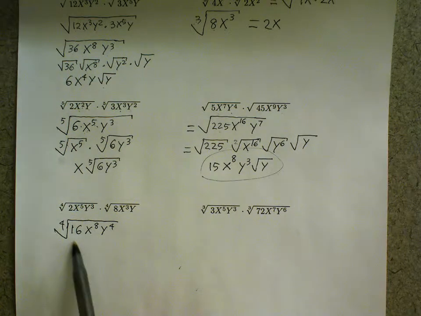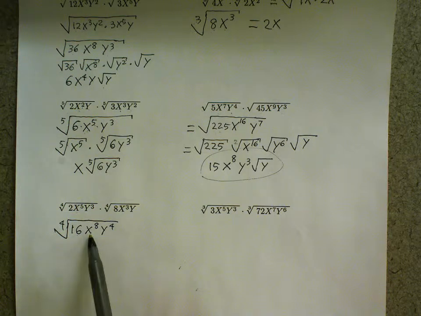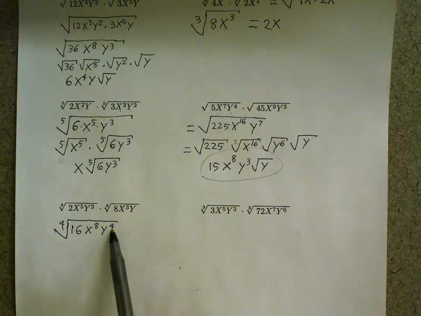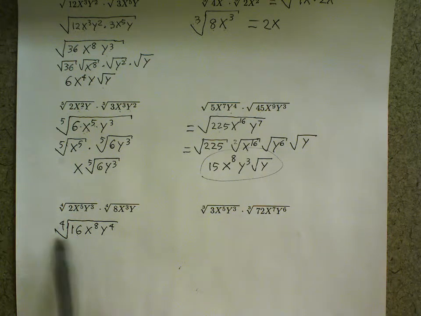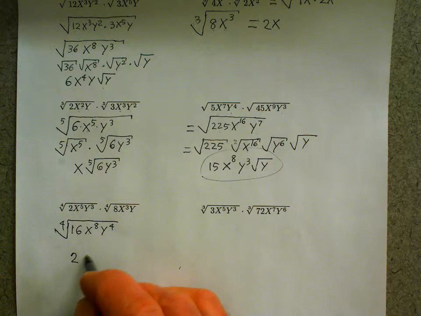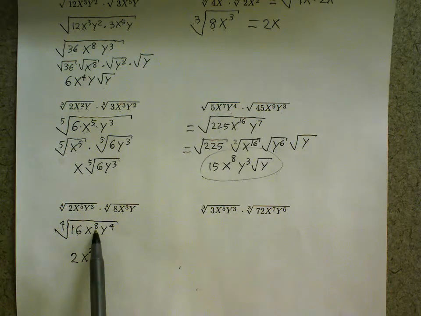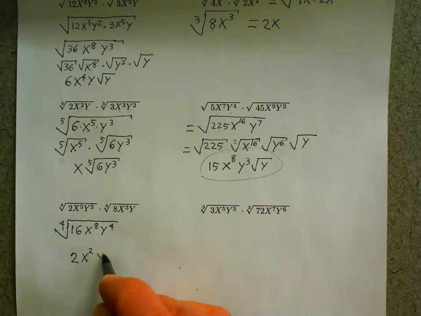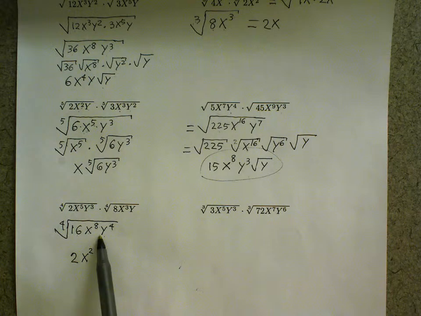Inside the fourth root, we look for largest factors that are perfect fourth powers. 16 is a perfect fourth power because 2 to the 4th is 16. X to the 8th is a perfect fourth power because 8 is a multiple of 4. And y to the 4th is a perfect fourth power because 4 is a multiple of 4. So we can simplify this directly. The fourth root of 16 is 2. The fourth root of x to the 8th is x to the 2nd because the exponent 8 divided by the index 4 is 2. And then we also have y to the 1st, or the fourth root of y to the 4th is y. So that is our simplified answer.